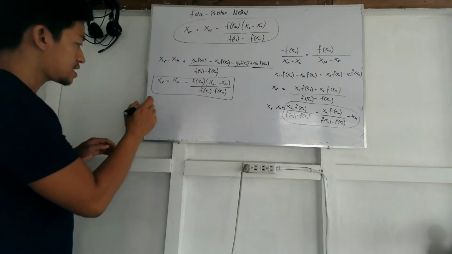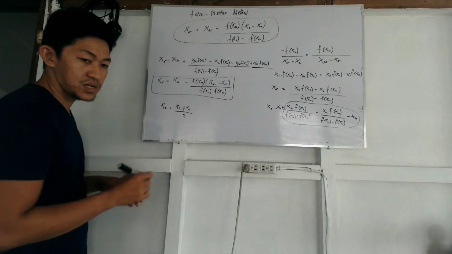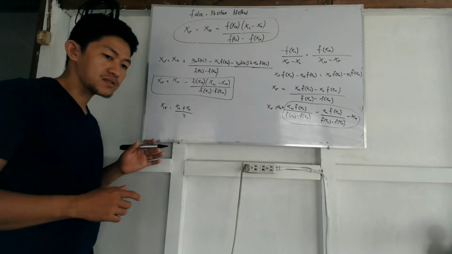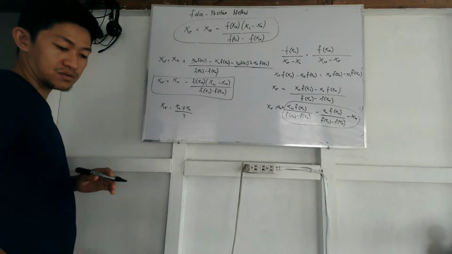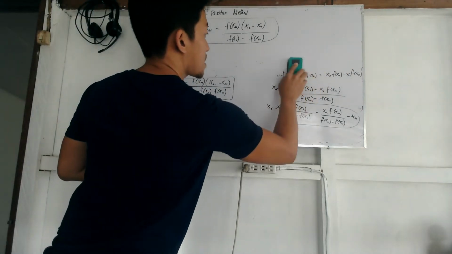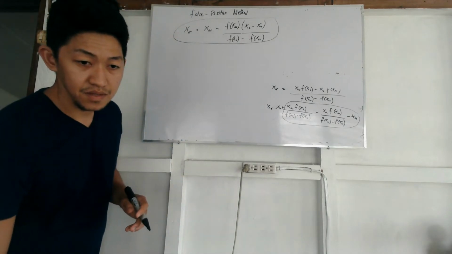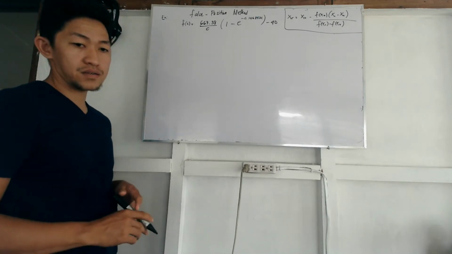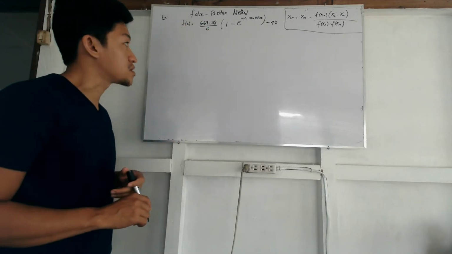So instead of the bisection method, instead of XL plus XU over 2, what will you use? And we'll find out that this method is easier. So what we will do is solve the previous example using this method. Okay? So, okay, this is the example from the previous method.